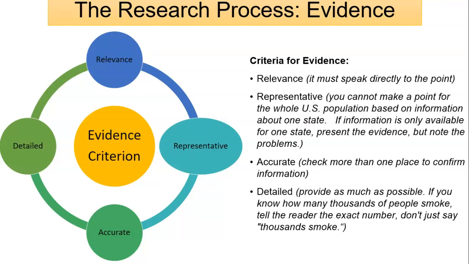And then lastly, you want to be detailed, provide as much detail as possible. If you know how many thousands of people are smokers, then you want to quote that exact number. That makes your argument sound more educated and more polished rather than just saying thousands of people. If you have an exact number and you can be detailed and specific, of course, we want to do that.